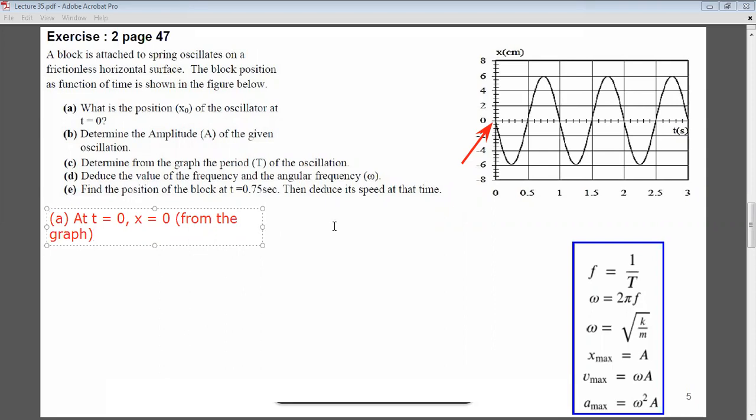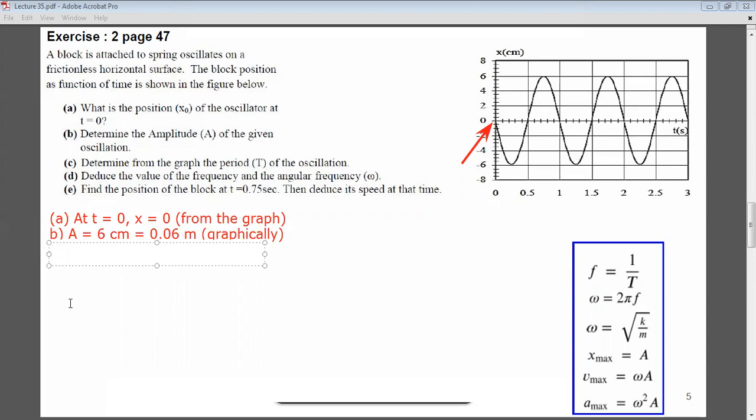Part B. Find the amplitude of the oscillation. So where is the amplitude? It's the maximum value reached by x. In this case, it is 6 what? 6 centimeters. So A is equal to 6 centimeters. We never keep it in centimeters. We change it to meters, which means we divide by 100. So this is 0.06 meter. Again, this is found graphically, from the graph.